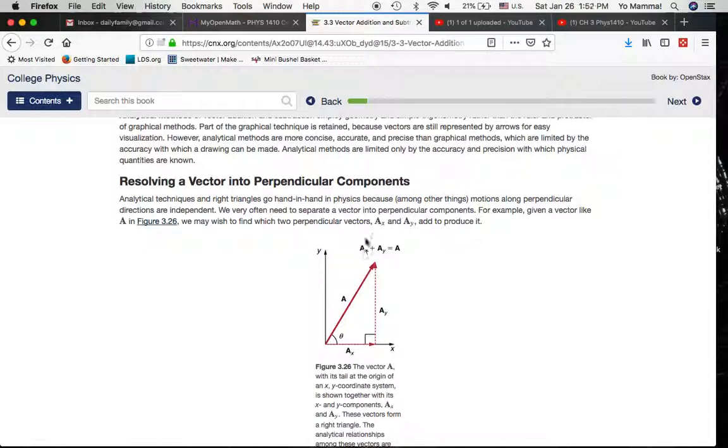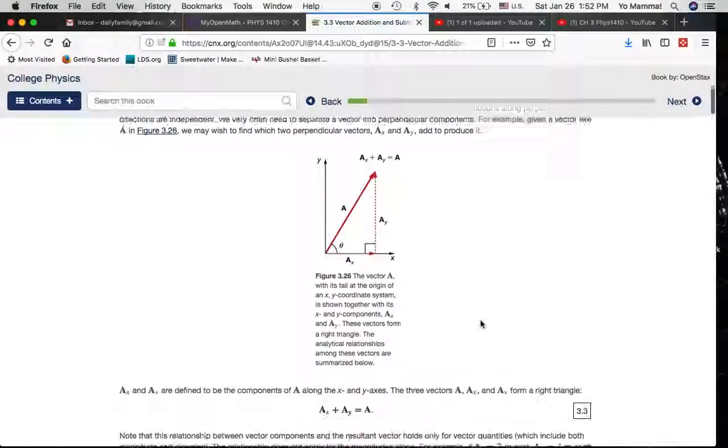Some people like to think of it as shining a light down on the vector towards the x and y axes, and the shadow that the A vector would cast on those axes would be the length of the component, and the direction, of course, would match up with the direction of the A vector. Sometimes you'll hear the components of a vector referred to as the projections of the vector, as if you're projecting a shadow onto the axes in that way. So sometimes that's the case.